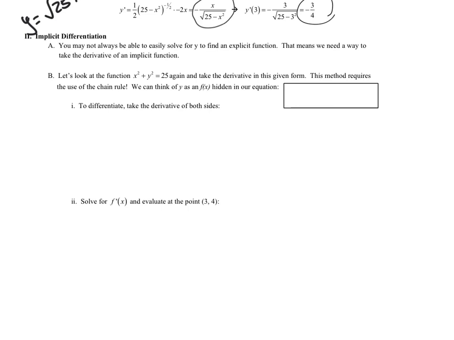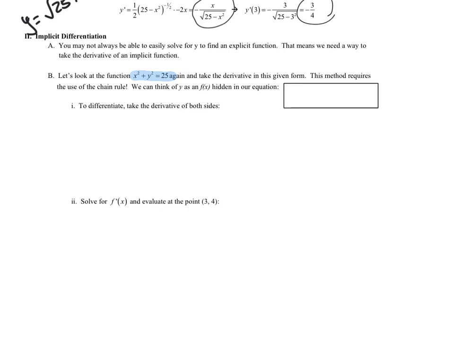Oftentimes you have implicit functions that are not very easy to take the derivative of. And so we need a method that's going to help us do that, okay? And so let's look at the same function, x squared plus y squared equals 25. And we're going to take a derivative of this function in this form. So we're going to keep it in this implicit form, and we are going to find the derivative.